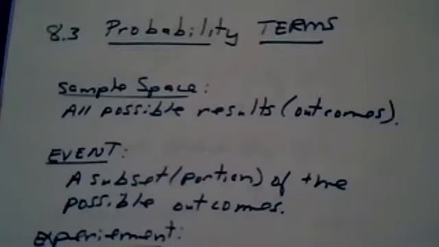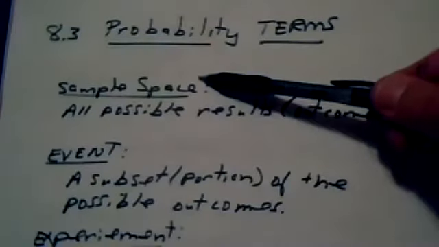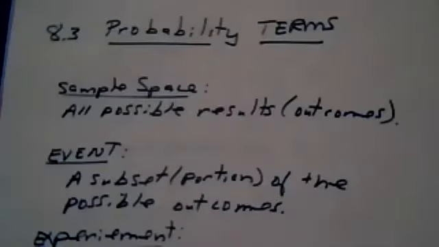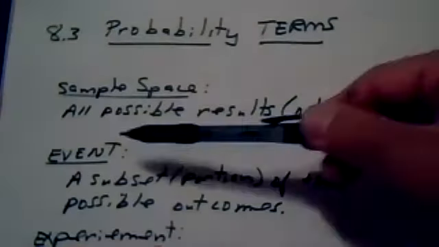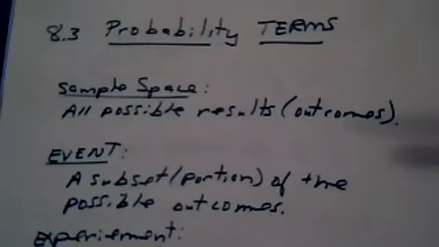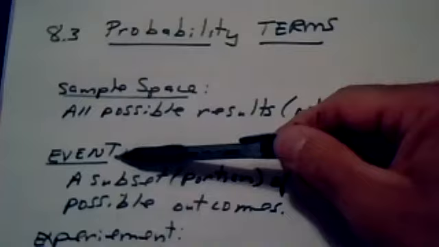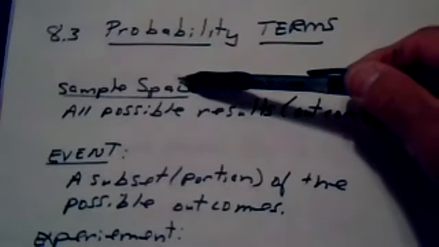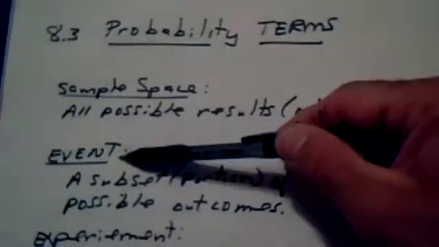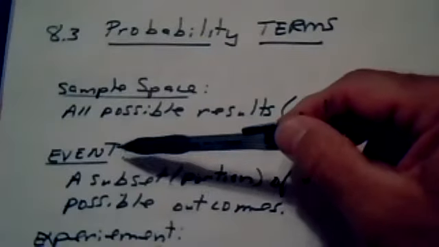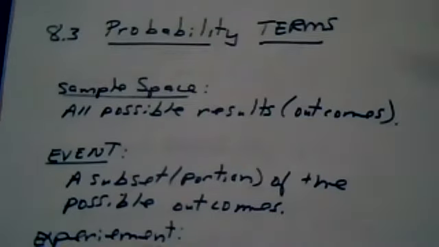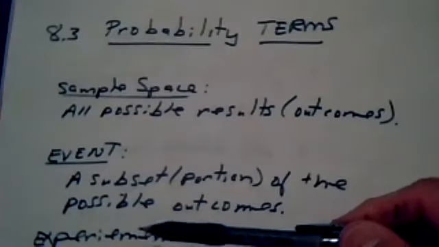This is the probability section, and these are some terms that we need to know for probability. Sample space, event, and experiment. A sample space is like your universe, all possible results, all possible outcomes. An event, when you're working with probability, is a subset of the possible outcomes. So an event is a subset of the sample space. It's a portion of the universe. Whatever event you're interested in, we'll see what those events can be. Then an experiment is the action that produces outcomes.